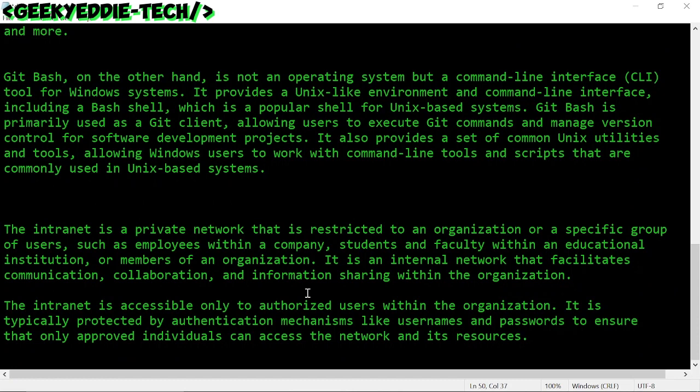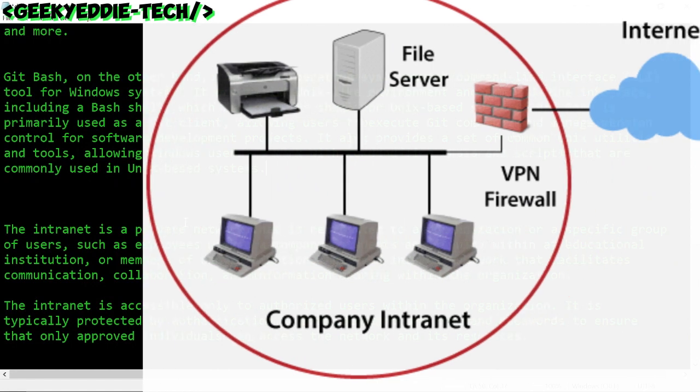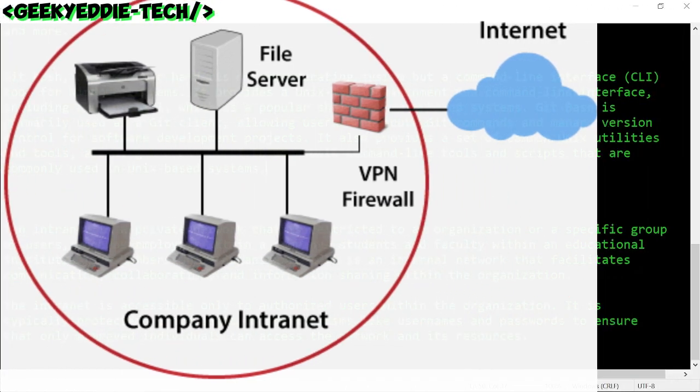So that is that for Git Bash. Then something that is very, very important, the intranet. I'm sure you have been hearing about the intranet, but many people just confuse it with, maybe they are trying to say internet or something, but that is not it. An intranet is a private network that is restricted to a certain organization, a certain group of users.